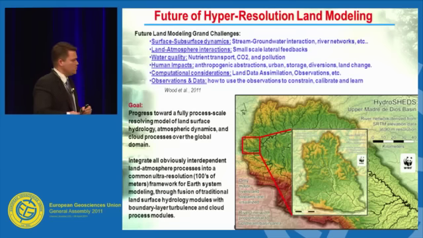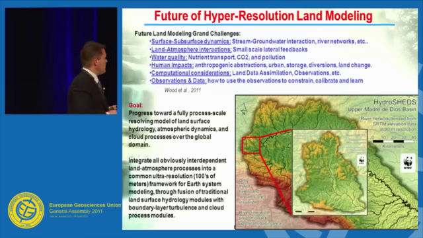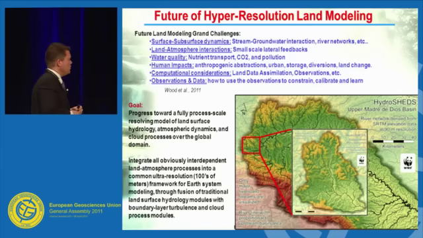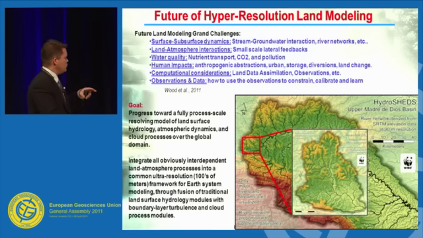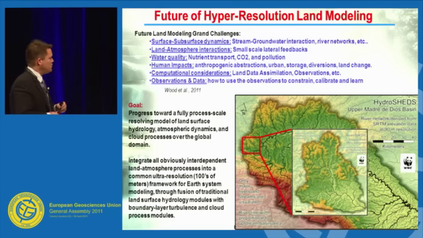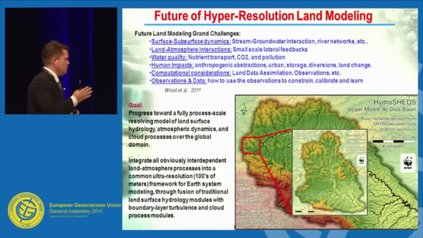So the future of hyper-resolution land modeling is outlined here. There are some land modeling grand challenges. First is to deal with the surface-subsurface dynamics, the stream-groundwater interaction, including river networks, to really get into these models in a coupled way how the surface soil interacts with the deeper groundwater systems, rather than treating those as two different models. There are land-atmosphere interactions, the small-scale lateral feedbacks I talked about. Abrupt changes or discontinuities in the land surface can actually cause small breezes that occur sideways or horizontally that should be included in these systems.